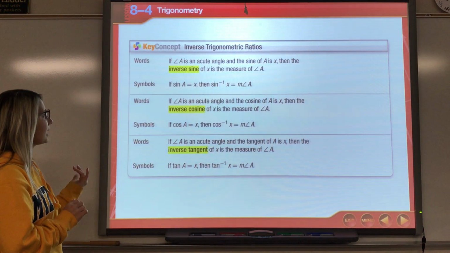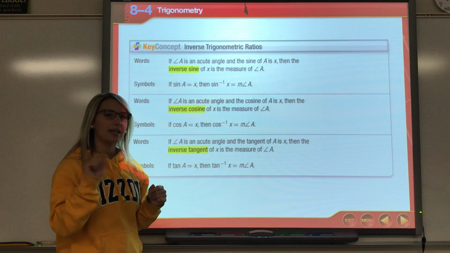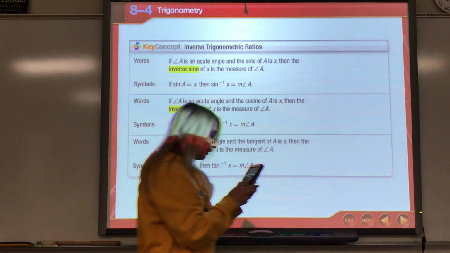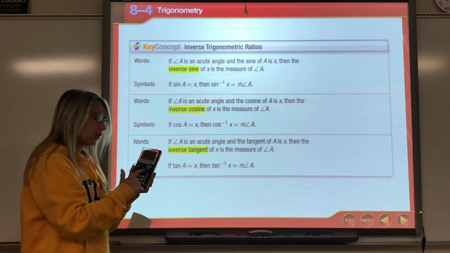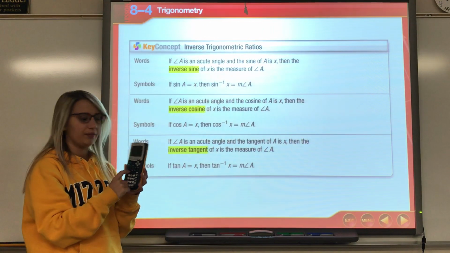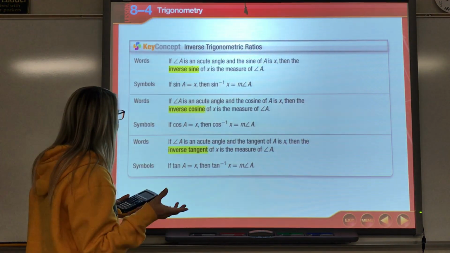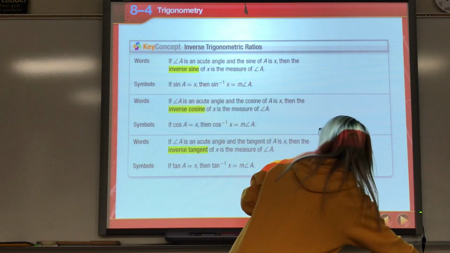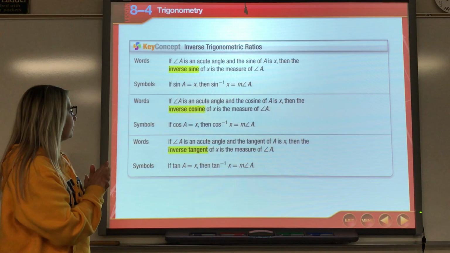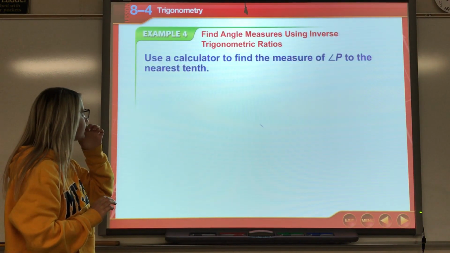So the inverse of sine is written as sine, and then it's up to the -1. You can find that on your calculator by using the sine, cosine, and tangent buttons, but it's in blue above that. So we would press second sine if we were finding the sine inverse, and the same for cosine and tangent. Okay, so we'll just apply those.